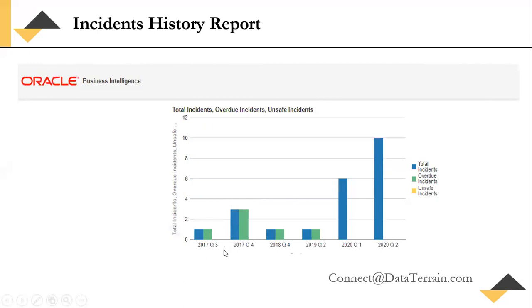We can run it by quarter also, whether for the first quarter or the last quarter. This is also customizable. You can even run it for a date range, and if you want to run by date only, you can do that also. Here you can see the total incidents registered till now, and the overdue incidents. Overdue incidents are the open incidents that are not yet closed. The unsafe incidents are very major incidents that have happened in this particular date range, and those are also shown here.